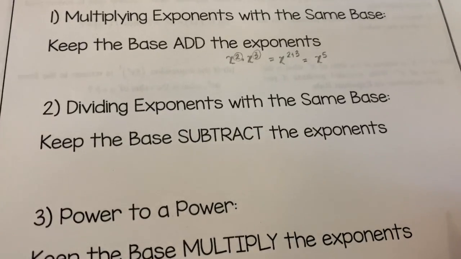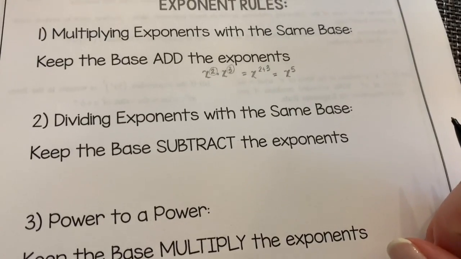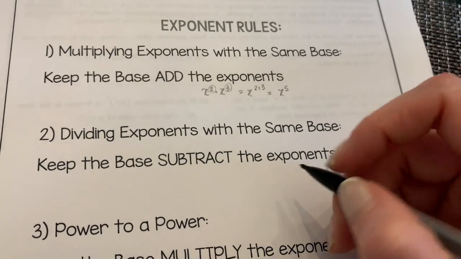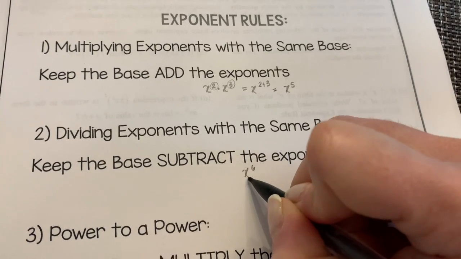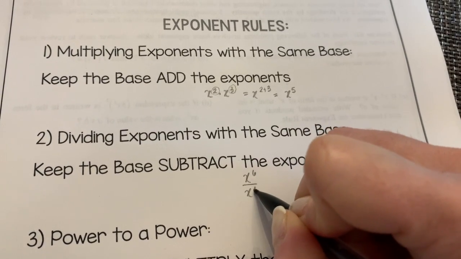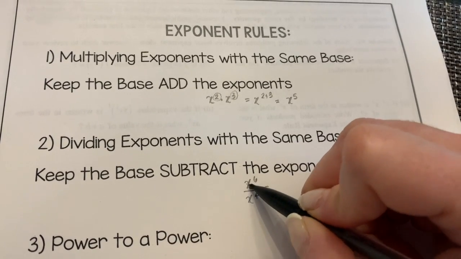The second rule that we learned was dividing exponents. So if we're dividing exponents with the same base, we keep the base and subtract the exponents. So I will give you another example. Let's do x to the 6th divided by x to the 4th. Again, the base does have to be the same. So these are 2 x's.